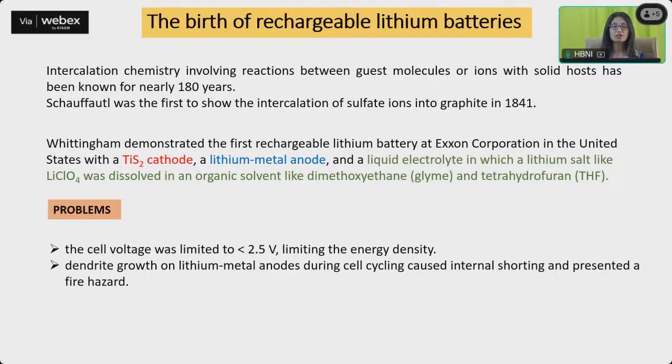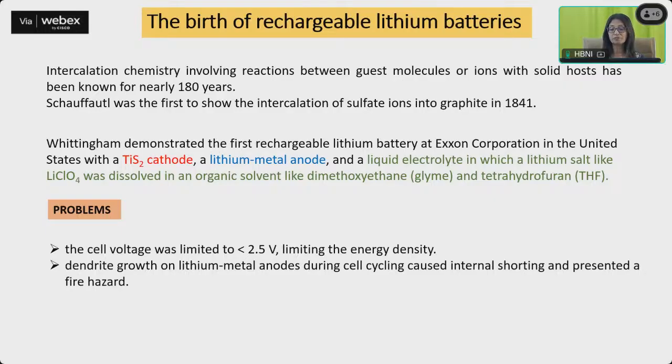So that was the first battery, and we spoke about this in the last class, and you saw that there were a few problems in that battery. This work was reported in 1976, and the problems were that the cell voltage was limited to less than 2.5 volts. Since cell voltage is intricately connected with the energy density of a battery, this brought down the energy density. Second, and the more important problem, was the dendrite growth on lithium metal anodes during cell cycling, which caused internal shorting and presented a fire hazard. So the recyclability of these cells was really compromised because of the formation of these dendritic growths on the lithium metal anodes.